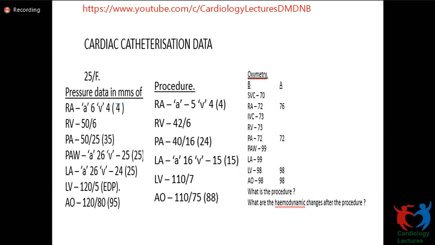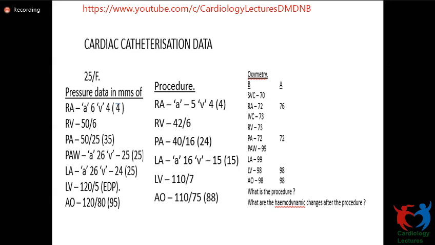What is the criteria to say the procedure is successful? Sir, there is a 50% reduction in the mean gradient. Yes, a 50% reduction in the gradient indicates that it is a successful procedure. So here, what was the gradient reduction? 50%. So this is a successful procedure. So the patient has undergone a successful balloon mitral valvuloplasty.